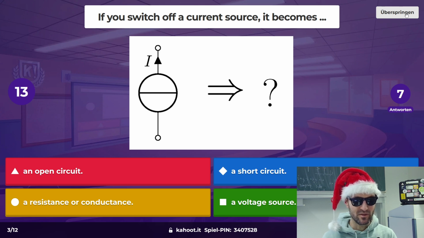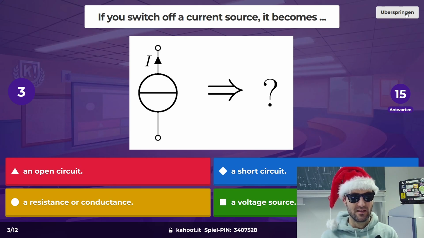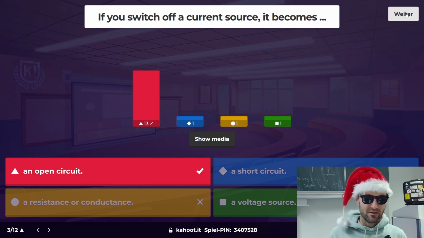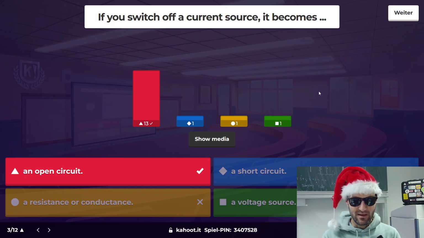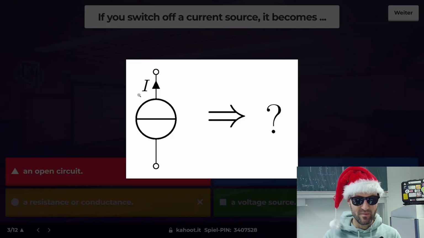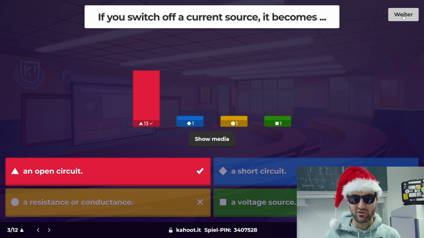Will it become an open circuit? Will it become a short circuit? Will it turn into a resistance or conductance, or into a voltage source? And once again, it's an ideal current source. It's an ideal current source. So, yeah, it will turn into an open circuit. Remember, if we remove the ring, the circle, there is no connection anymore.